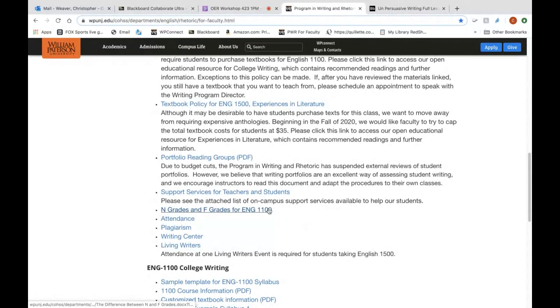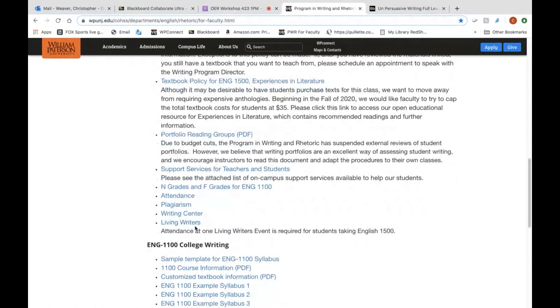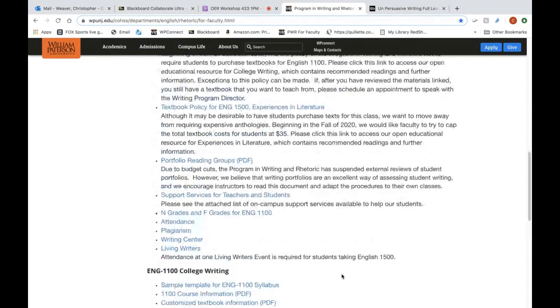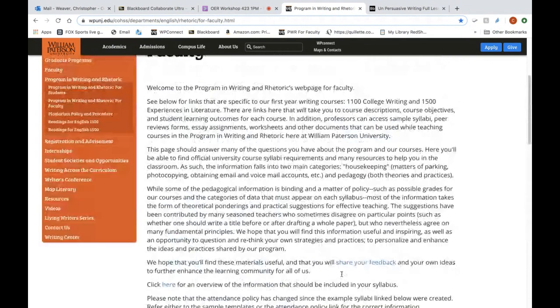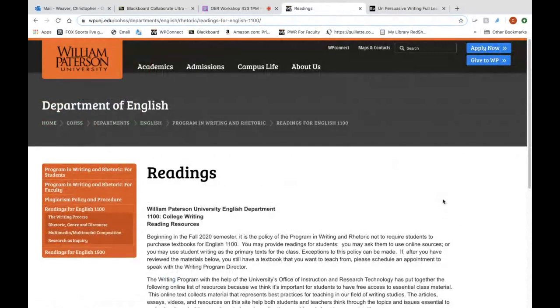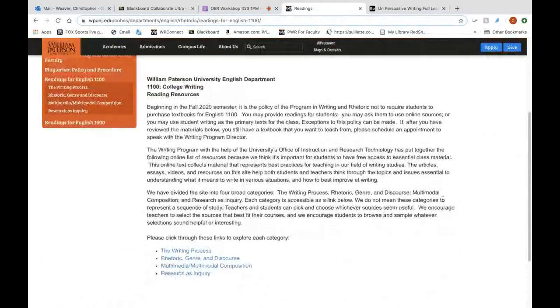There's an explanation of the difference between giving an N and giving an F. There's our attendance policy. There's information if you're teaching 1500 about living writers. So there's sample syllabi. There's lots of stuff that's going to be particularly important for you when you're writing up a syllabus. But I'm not going to talk about those things today. Instead, I'm going to click on Readings for English 1100. And I want to talk a little bit about our new textbook policy.